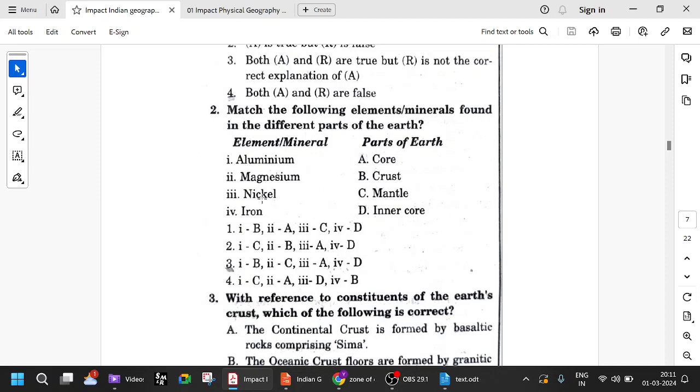So Sial, Sima, right? Sial is in the uppermost layer, which is the crust. So 1B. And we are talking about the core and inner core. Okay, so we saw that the mantle is having magnesium. So 2C. Is it 2C? So you already eliminated the other options. Obviously 3 is A, the core, nickel, and the innermost core is full of iron.